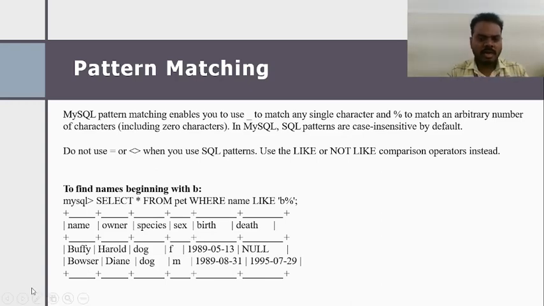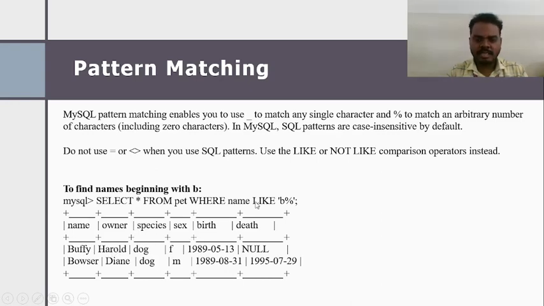Okay, so now I have already created the table named pet, where my pet name will start from B. B percentage means it will start with B, B star, B percentage. See the pet names, Buffy and Bowser.